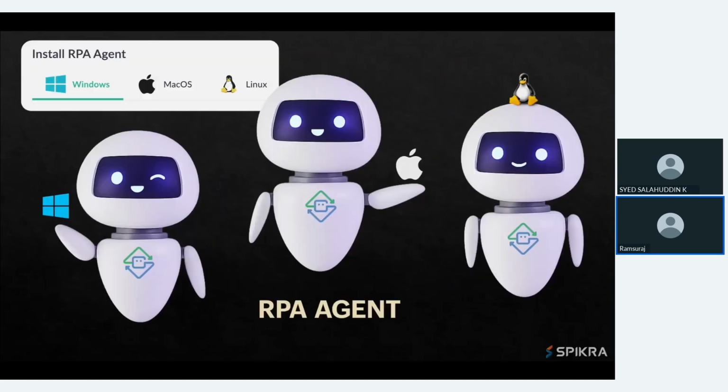And this is the RPA agent that I referred to before. We have an RPA agent for three operating systems: Windows, macOS, and Linux. For Windows, we have an RPA agent that we can install into the Windows system. For macOS, we also have a dedicated RPA agent that performs the actions on the Mac, and you have a separate dedicated RPA agent for Linux OS, right?